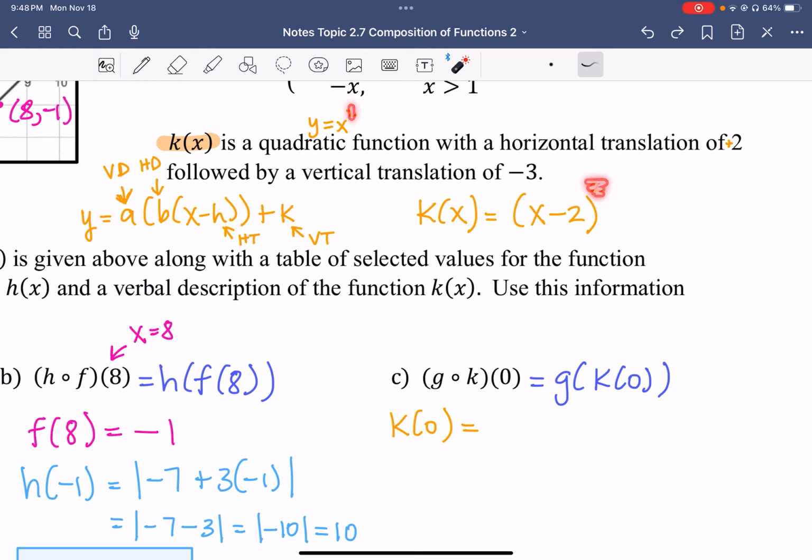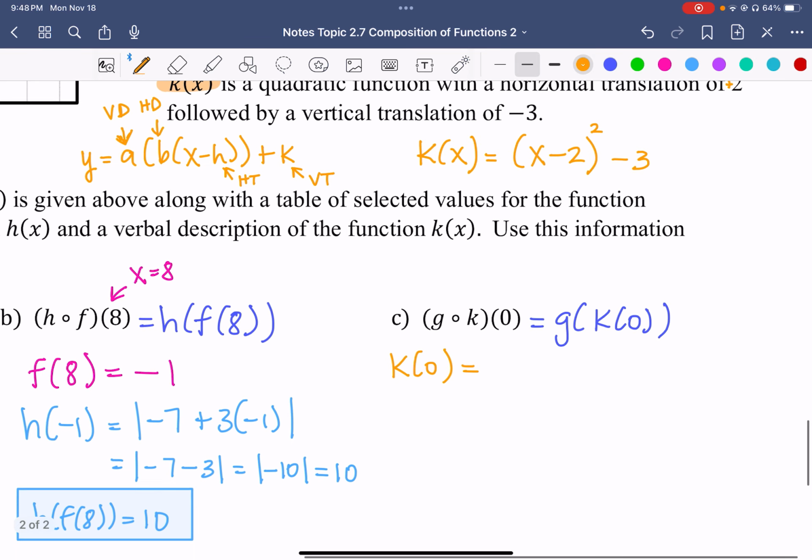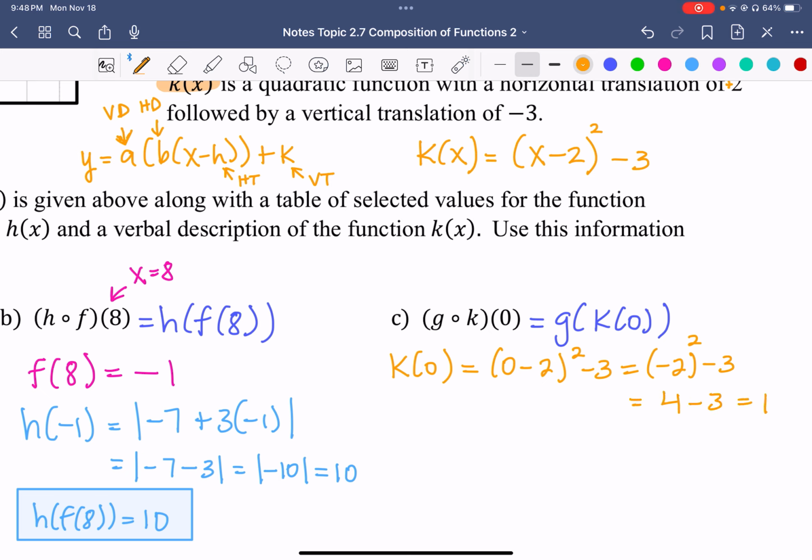Or I could just omit it because anything to the power of 1 is whatever you have anyway. And then a vertical translation of -3, and everything on the outside is exactly as it appears, so that will be a -3 on the outside. So now that I have the equation, I can plug in 0. So I'm going to have 0 minus 2 squared minus 3. You have to do the parentheses first. 0 minus 2 is -2 squared minus 3. -2 squared is positive 4, and 4 minus 3 is 1.